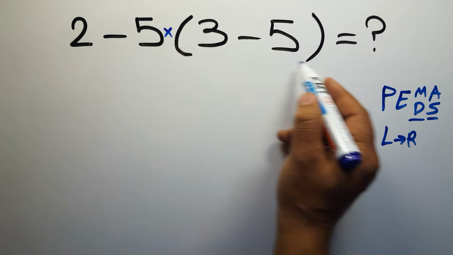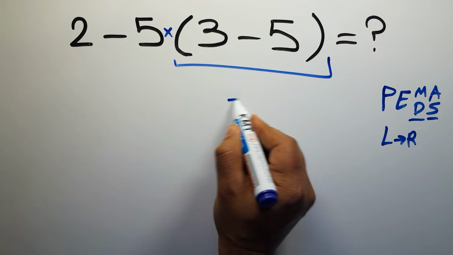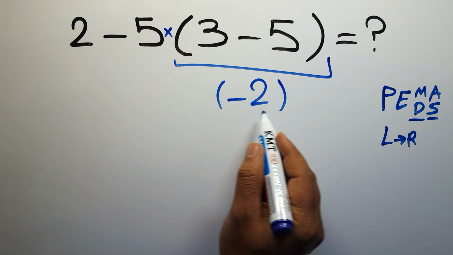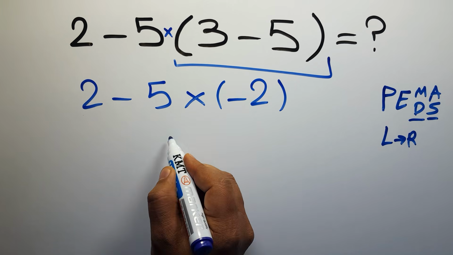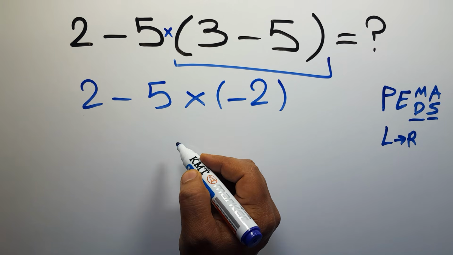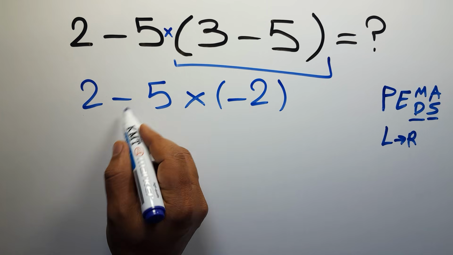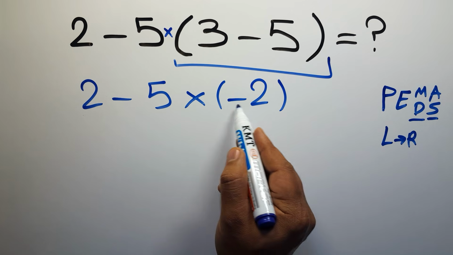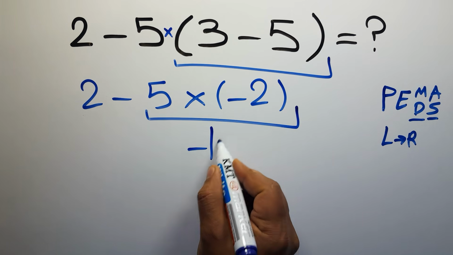Okay, inside this parentheses we have 3 minus 5, which gives us negative 2. So 2 minus 5 then times negative 2. Now we have one subtraction and one multiplication. According to the PEMDAS, multiplication has higher priority than subtraction. So first we do 5 times negative 2, which gives us negative 10.